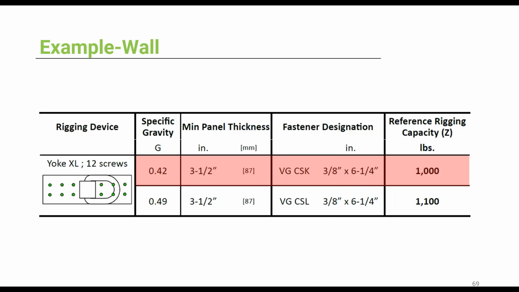If you go to the tables, you can see that the Yoke XL is the only anchor that can tilt and lift wall panels, and that's with all the 12 screws placed in. Same as before, you're choosing the right specific gravity, thickness, you find your fastener, then you see that the capacity for 1 anchor is about 1,000 pounds. So that's enough to lift our panel here.